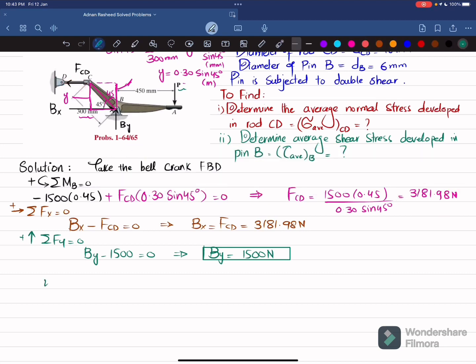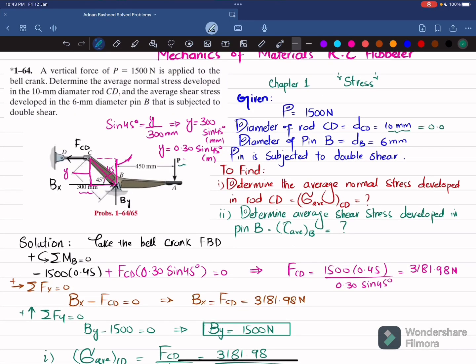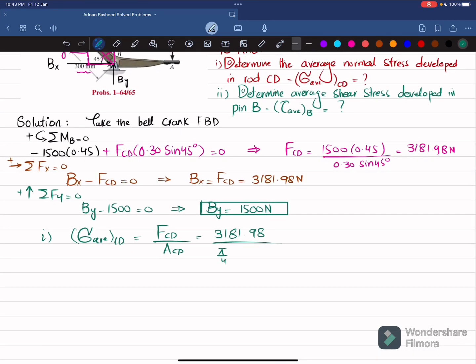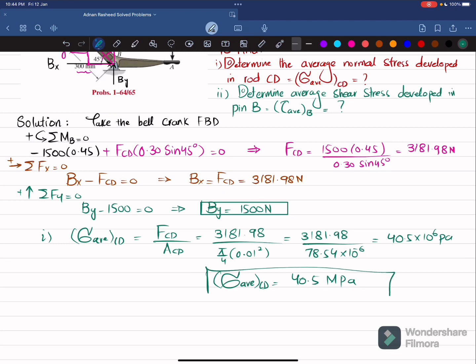Clear? So what we are going to find is the average normal stress in rod CD, which is equal to force in rod CD divided by area of CD. So force in rod CD is 3181.98. Diameter of rod CD is given as 10 millimeter, which is equal to 0.01 meter. Clear? So we will use area equal to pi by 4 d square, and d is 0.01 square. So it is 3181.98, and the area comes out to be 78.54 into 10 to the power minus 6. Now if you simplify it further, you will get average normal stress in rod CD comes out to be 40.5 into 10 to the power 6 Pascal, so the average normal stress in rod CD will be equal to 40.5 megapascal, which is the answer of our first part.